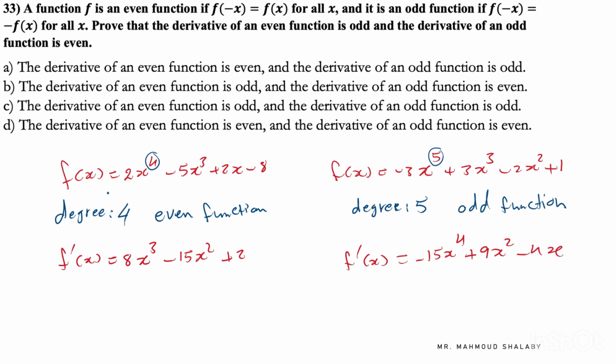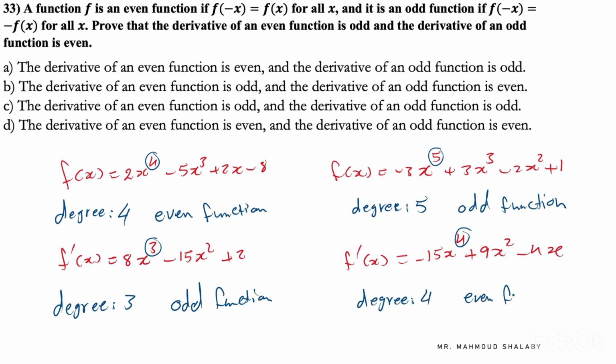Let's see what will happen after differentiation to the degree for both functions. What is the degree in this one? It's a 3, which means it's an odd function. And for this one, the degree is 4, it's an even function. From all of this, it's very obvious: when we differentiate a function, all the exponents of x will be multiplied by the coefficients and we subtract 1. So from a function to its derivative, the degree will be reduced by 1, and same here.